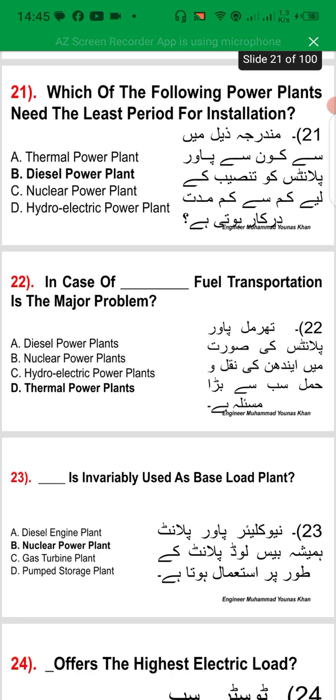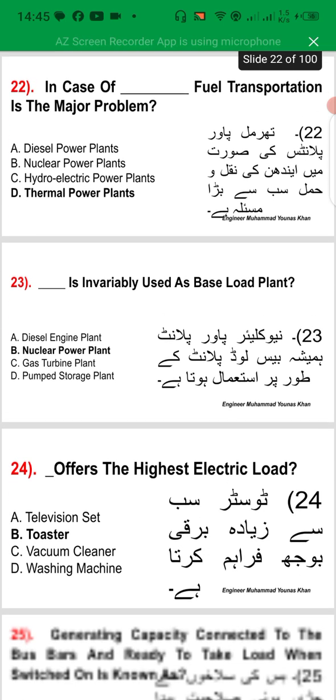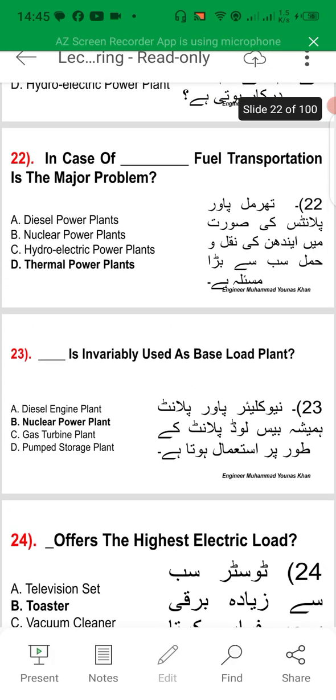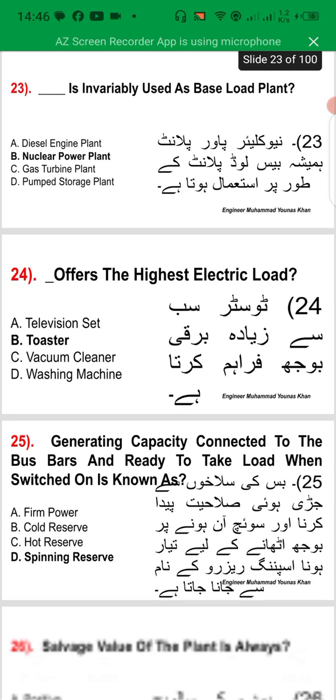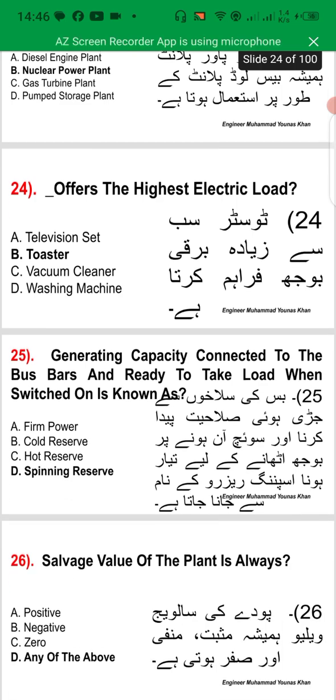Which of the following power plants needs the least period for installation? Diesel power plant. In case of thermal power plants, fuel transportation is the major problem. Nuclear power plant is invariably used as base load plant.